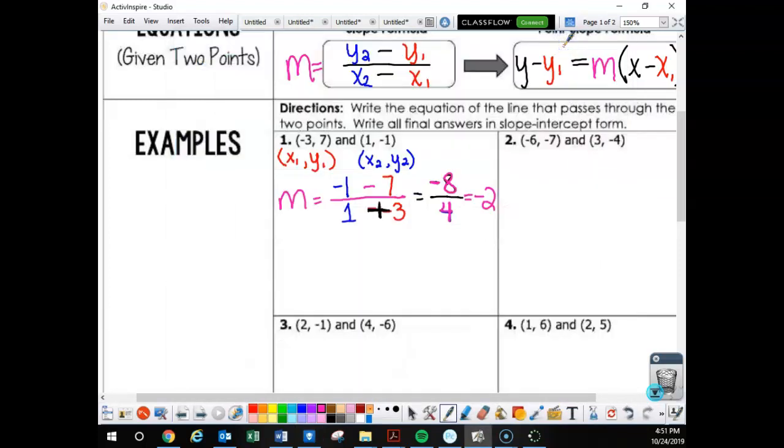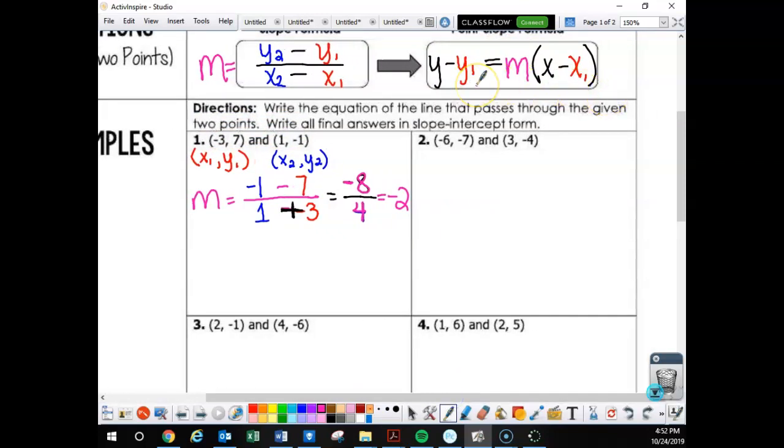So then, what we're going to do is we have my slope, and I have a point, x1 and y1. I'm going to plug that in to my point slope formula, this one right here. Okay? So I already know my m and my x1 and my y1. So let's plug that in. So it's going to be y minus y1, and y1 is 7, equals m, which is -2, parentheses x minus, and then x1, which is -3.